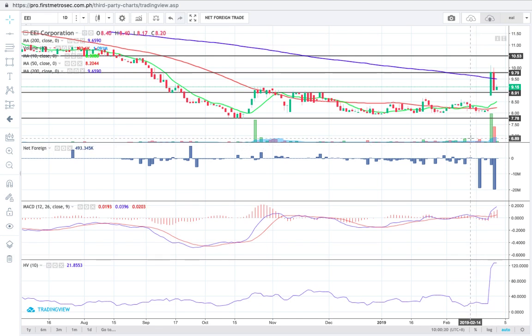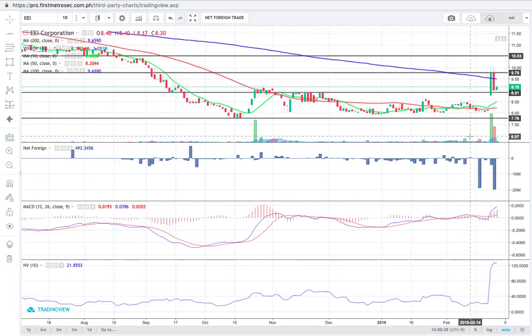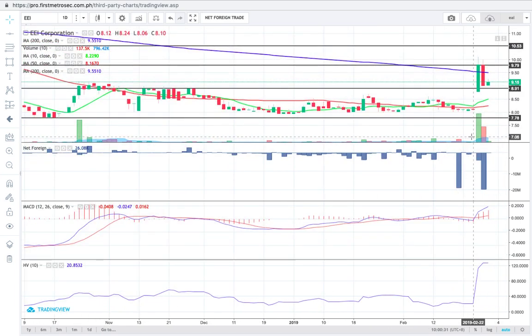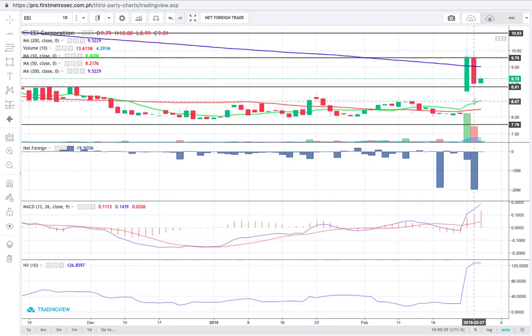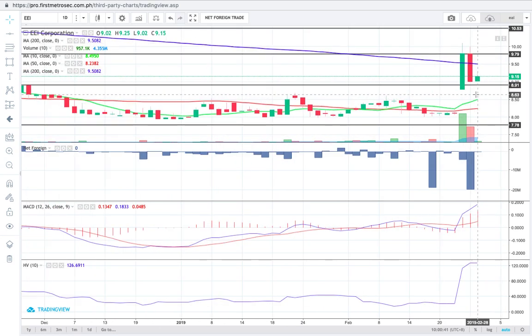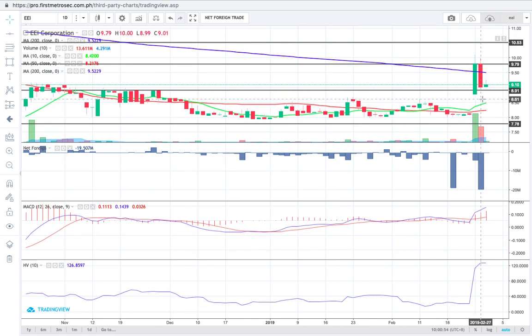If you don't have a position yet on EEI, what should you do? Test buy now? Wait some more? If you don't have a position on EEI, and you are a newbie trader, I would say, wait for this stock. Observe some more, because I don't see enough clarity yet on whether EEI traders would want to buy above 9.8 once again. I don't see any clarity yet on that.